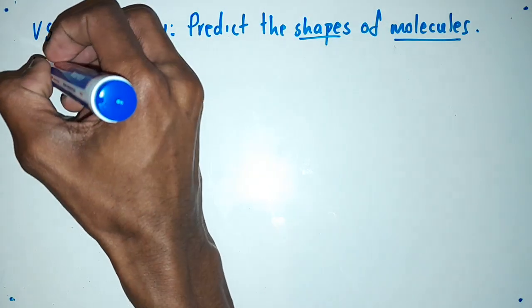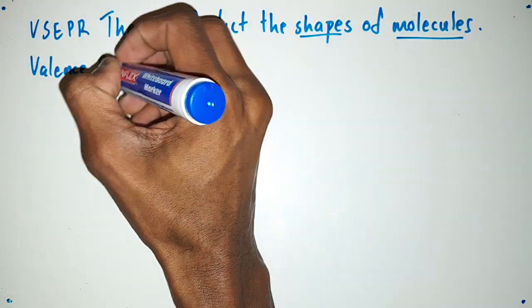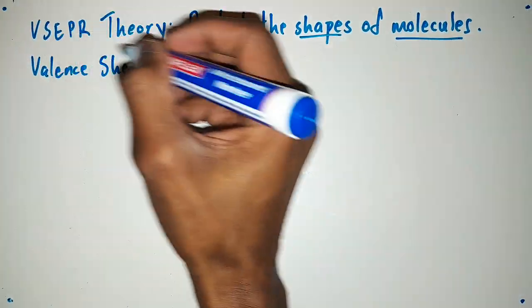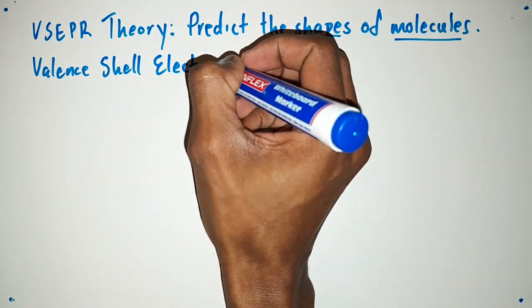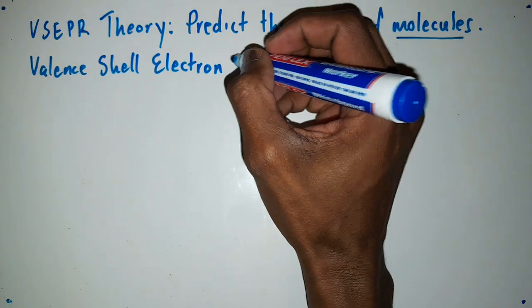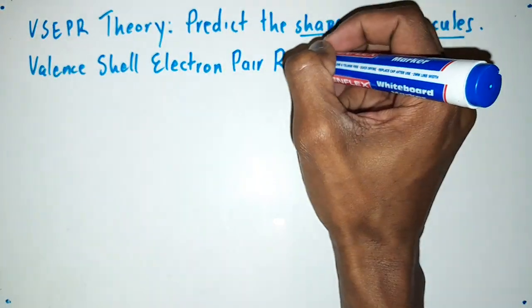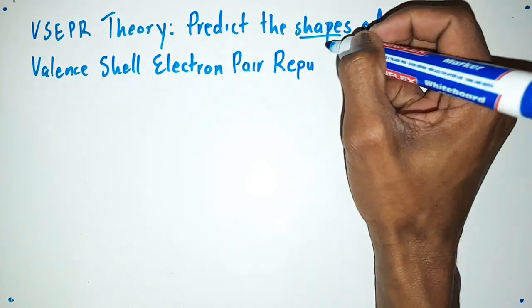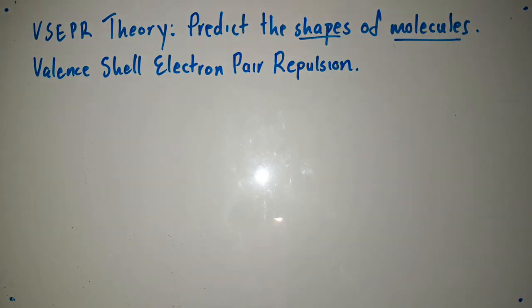V stands for valence, S for shell. Also have E, which stands for electrons, then P is pair, repulsion. Now what I'm going to do is start with the first one.